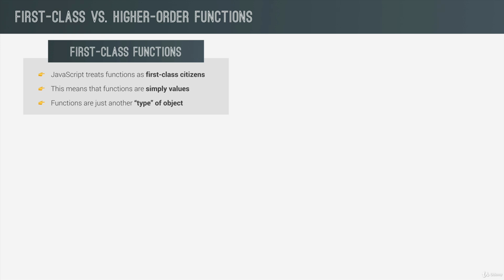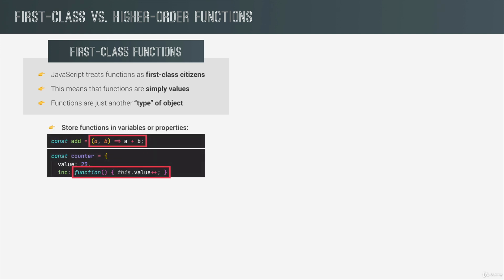Now, why does JavaScript work this way? Well, it's simply because functions are really just another type of objects in JavaScript. And since objects are values, functions are values too. And since functions are values, there is a bunch of interesting things that we can do with them, like storing them in variables or object properties. And that, of course, we already did a couple of times before.